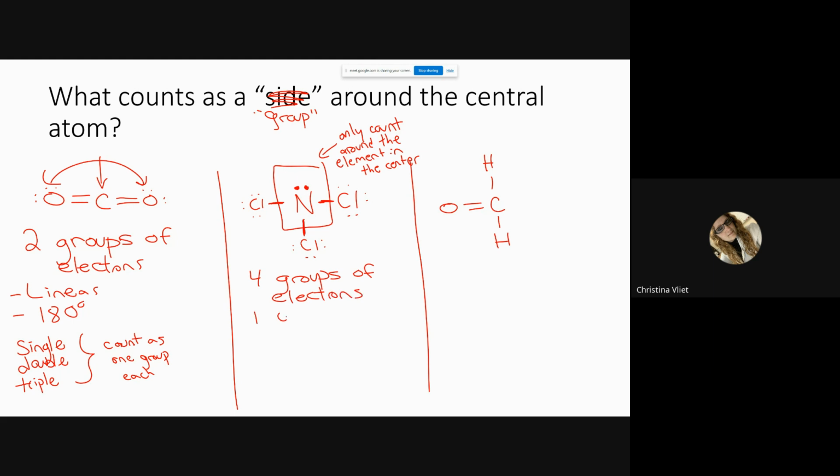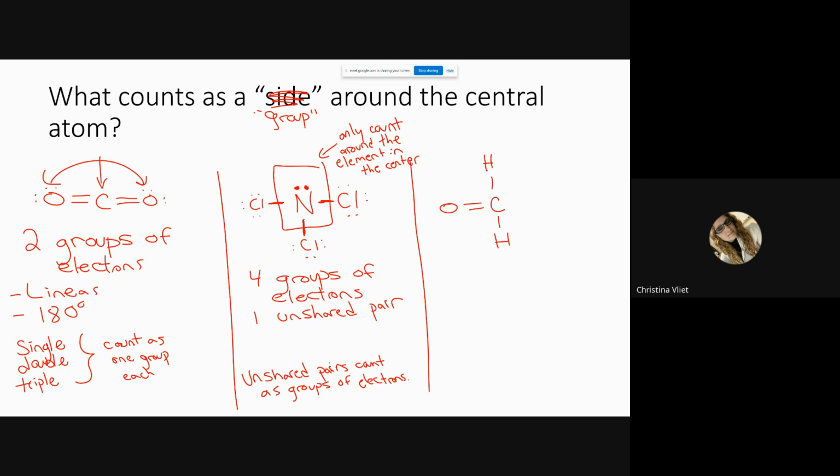And one of them is an unshared pair. So this tells us that unshared pairs count as groups of electrons. So they count towards your total. Is this enough information to tell you what the name of the shape is and what the bond angle around the nitrogen for the chlorine atoms are? I've got 4 total groups. One of them is an unshared pair. What is the name of this shape?